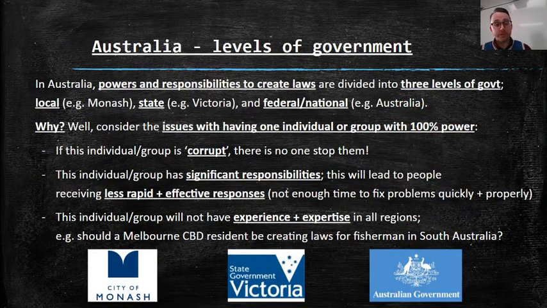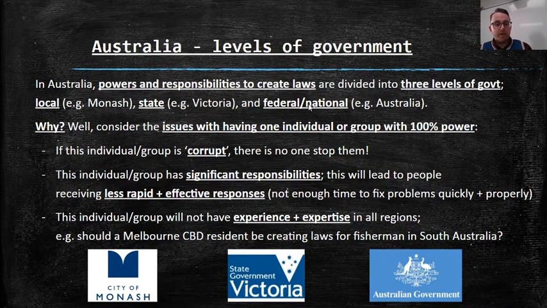So, in Australia, powers and responsibilities to create laws are divided into 3 levels of government. So you have your local level of government, which is like a Monash Council. You have your state government, so Victoria, and then you have the federal or the national government of Australia. I've written down federal there. I always call it national, but in the textbook they do call it the federal government. So I wanted you to understand that when they write federal, they mean national, so they mean Australia.